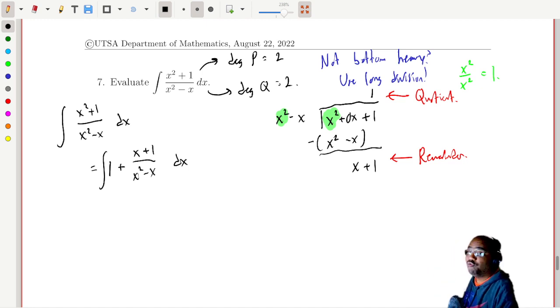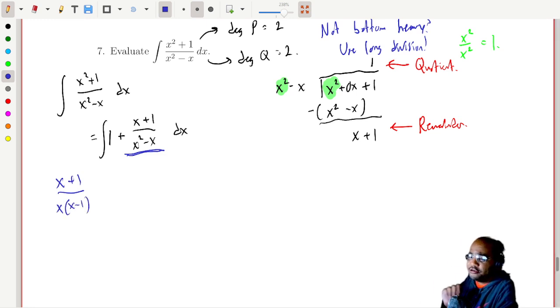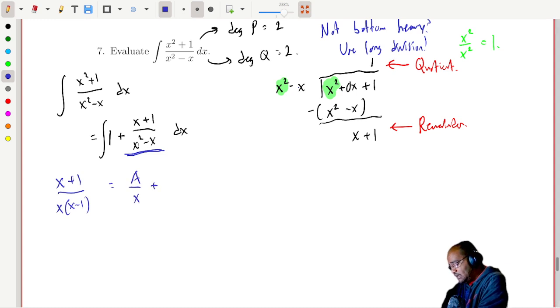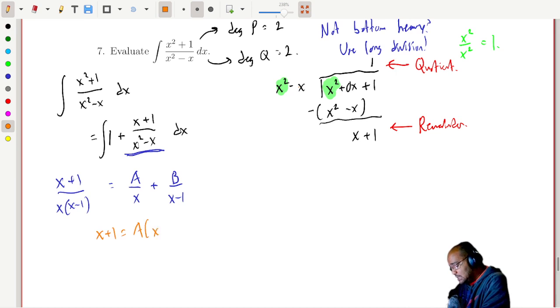So we'll set up the recipe. Let's do this in blue here. So set up the recipe: x plus 1 over x times x minus 1. We factor the denominator. That's equal to distinct linear factors, so A over x plus B over x minus 1. Now we clear the fractions, like always. x plus 1 equals A times x minus 1 plus B times x.